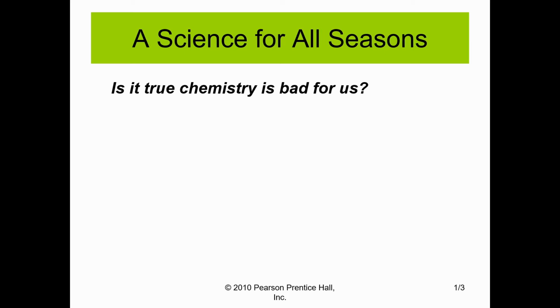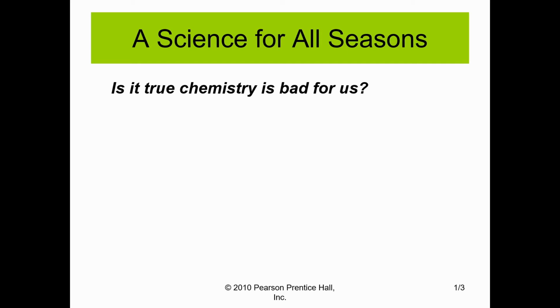Venom from snakes is some sort of chemical. These are going to be toxic. Cigarette smoking, you're inhaling hundreds of different chemicals. If you're smoking a cigarette, many of these chemicals can cause cancer. So these would be examples of chemistry that is bad for us.